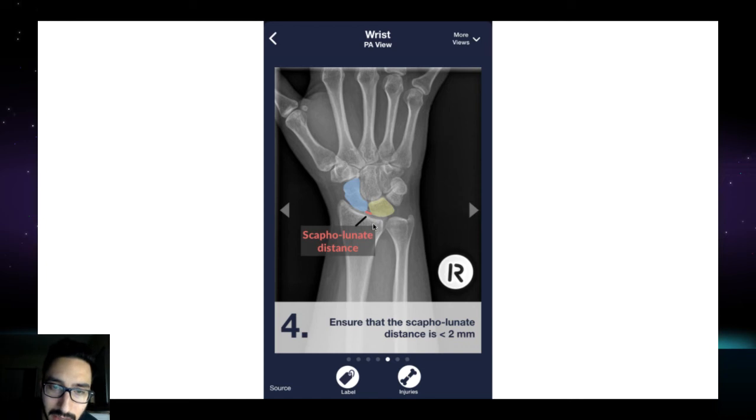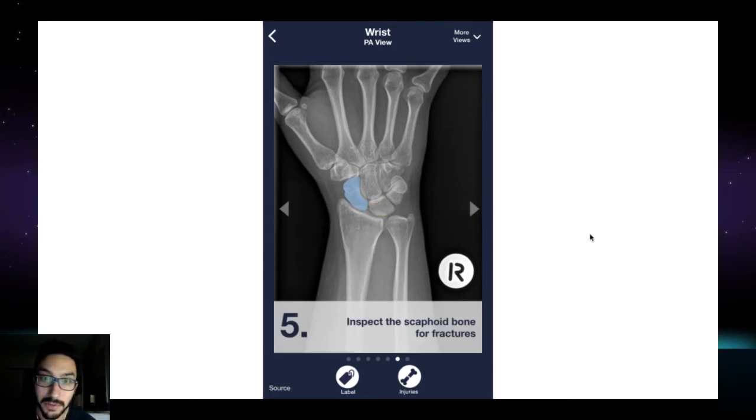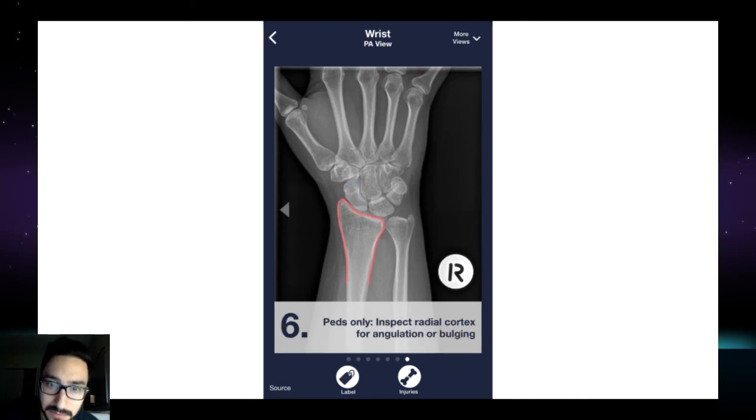You also want to take a look at the scapholunate distance, which is obviously the distance between your scaphoid and your lunate bone. Normal distance is less than 2 millimeters between those bones. And additionally, you want to take a look at your scaphoid for any fractures. We're going to go into the scaphoid view in just a bit, but this is a bone that's high risk of avascular necrosis and non-union if there's a fracture in it that you don't recognize, and it's very easily missed.